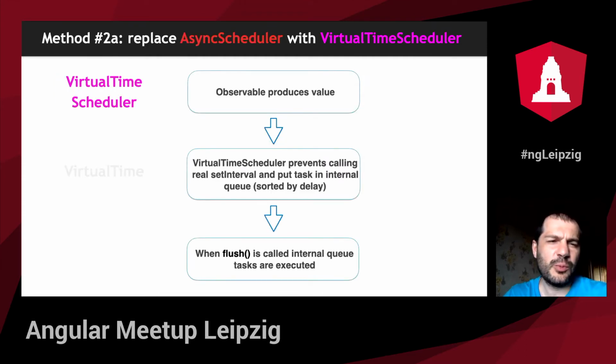In RxJS, if we want to emit values with some specified delays, async scheduler is used. Async scheduler uses set interval internally to schedule value emissions. For testing such code, we need to make somehow run schedule tasks instantly, but with keeping order of values, not to wait this specified delay. Virtual Time Scheduler can do that. If we replace async scheduler with Virtual Time Scheduler in our function, we can achieve that result.